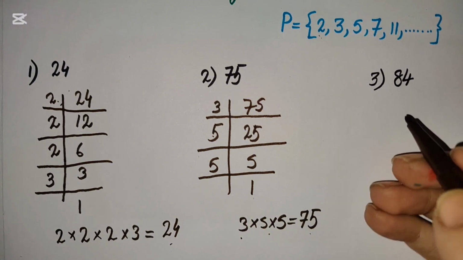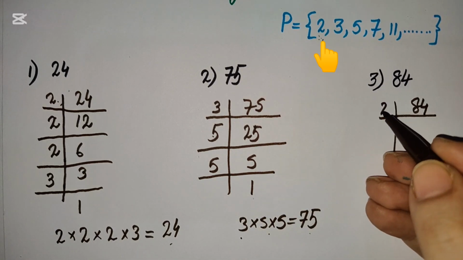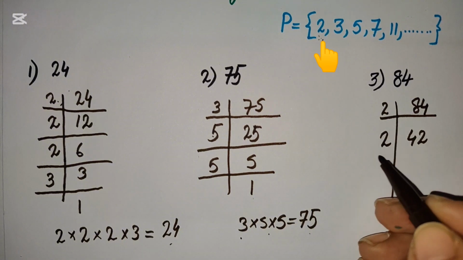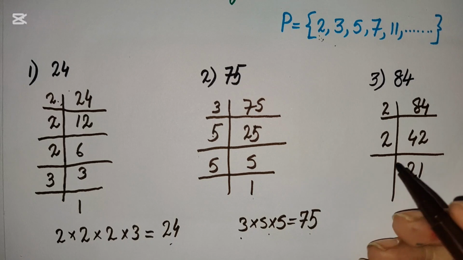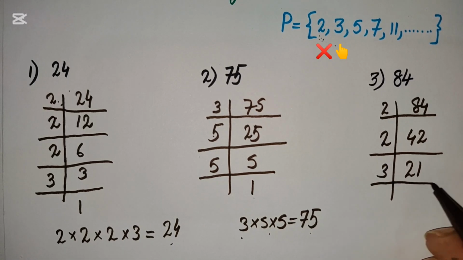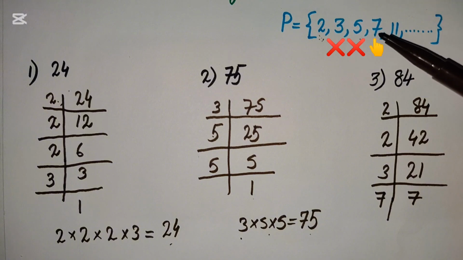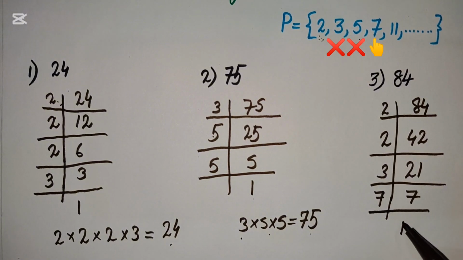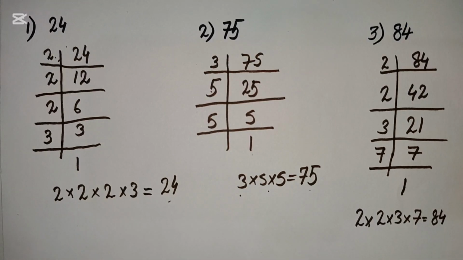Similarly 84, we will divide 84 by the first prime number 2. We will get 42. Again we will write 2. We will get 21. Next prime number 3. We will get 7. 7 is not divisible by 5, so we will choose prime number 7. So 7 ones are 7. So we have reached 1. So the prime factors of 84 are 2, 2, 3 and 7.